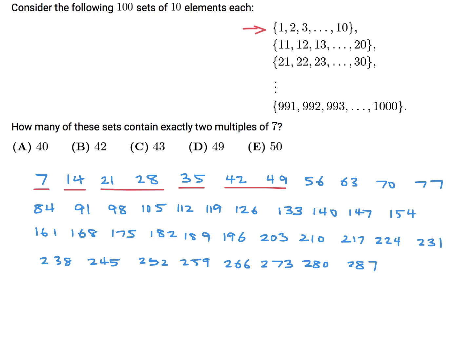1, 1, 2, 1, 2, 1, and then we have 2 in the next one. So let me just write them out. 1, 1, 2, the number of multiples of 7 in each of those sets. And then 1, 2, 1, 2.